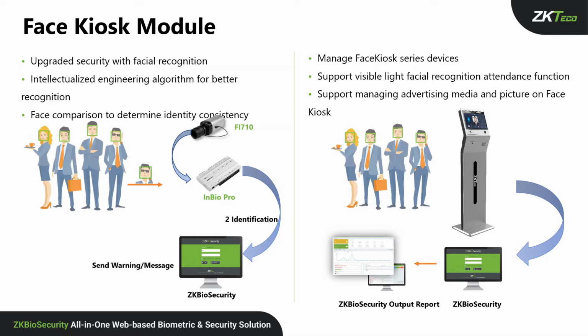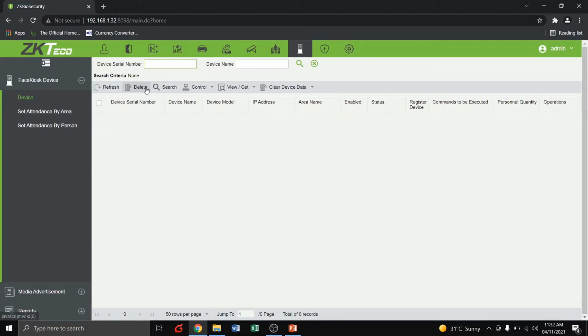The third part is the face kiosk module. Upgraded security with facial recognition, an intellectualized engineering algorithm for better recognition, and face comparison to determine identity consistency. Here we can see the devices, we can connect the controller to the software, then the identification sends the warning messages in ZKBioSecurity. It manages face kiosk series devices, supports the visible light facial recognition attendance function, and supports managing advertising media and pictures on the face kiosk. And this is the face kiosk module.